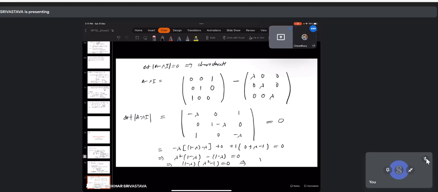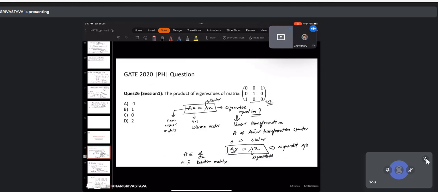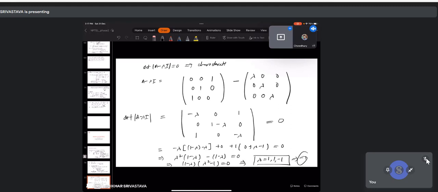So you have lambda equal to 1, 1, minus 1. I think these three are the eigenvalues. The first will give lambda equal to 1 and this will give lambda equal to plus minus 1. So in this way you got three eigenvalues, because it's a 3 cross 3 matrix, so it will have three eigenvalues, and the product of these eigenvalues is just minus 1. So option A is correct, but this is a little lengthy method. You do not need to use this method to solve the question, but it is just background.